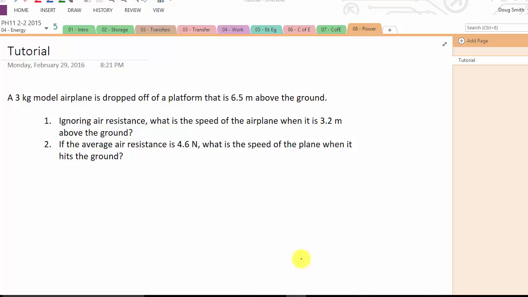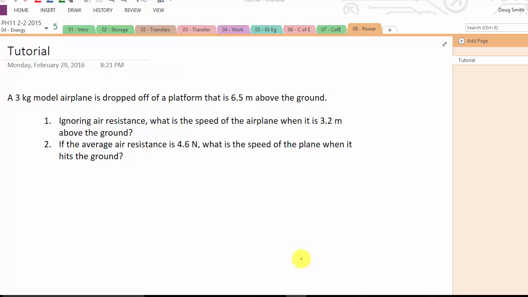Hi there, welcome to this tutorial on calculating energy. This tutorial has two questions, two different versions of the same question. In this, we'll cover all sorts of things with energy: conservation of energy, drawing energy bar charts, calculating energy, and calculating work.